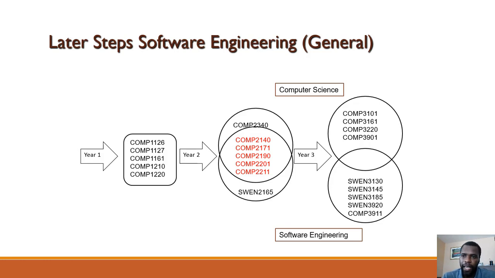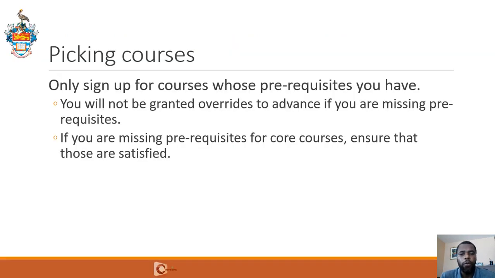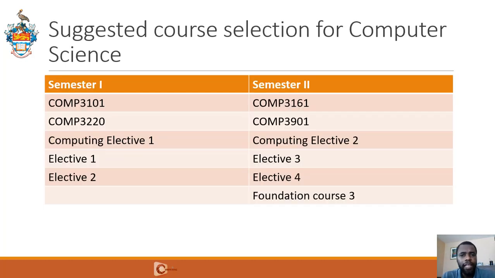So now, when you're picking courses, make sure that you pick courses whose prerequisites you have. Okay, the general policy within the department is not to grant students overrides to advance when they're missing prerequisites. So if you're missing prerequisites for core courses, go back, ensure that you've satisfied the prerequisites, and then advance.